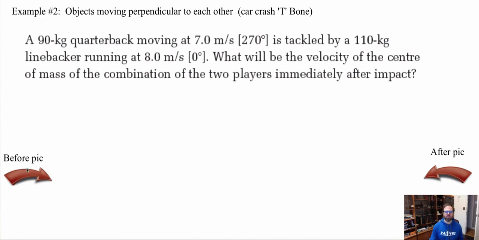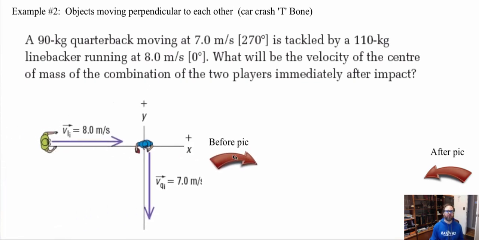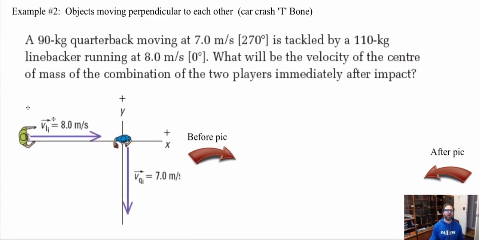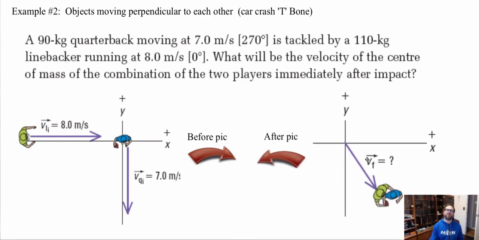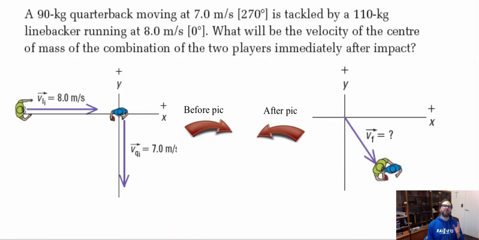So the first thing I want to do is draw a picture to understand. Here's my before picture, where I have one guy about to hit the other guy. Then I have my after picture, where they couple, and we're trying to figure out what is the velocity in the after picture. Since we're looking at a two-dimensional collision, once again, the first thing I must do is break everything down into its x vectors and its y vectors.